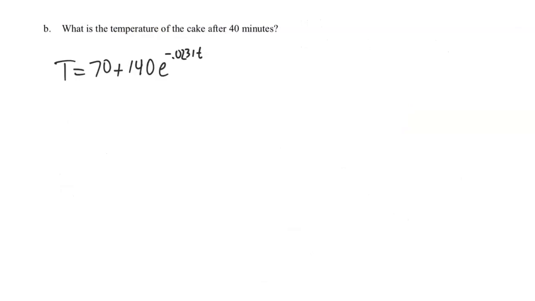Okay, what I've done in part B is copy over that final equation from part A so that we can use it to answer this question. We want to know what the temperature is, so we're looking for capital T of the cake after 40 minutes. That's going to be my lowercase t. To figure this out, I'm just going to plug in 40 for lowercase t. So 70 plus 140 e to the negative 0.0231 multiplied by 40.